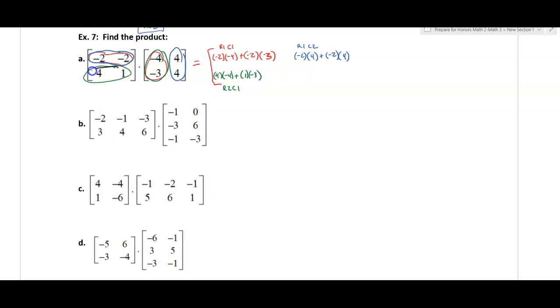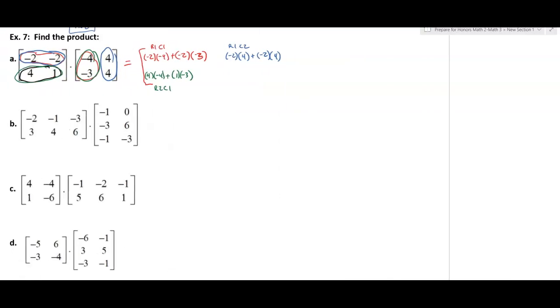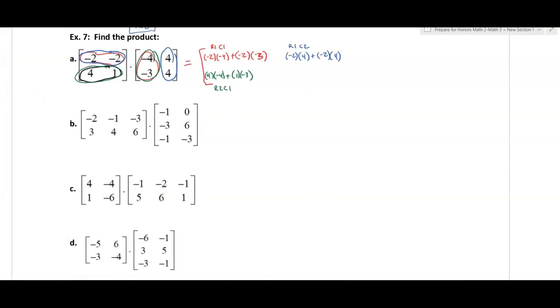Then the last one would be row 2, column 2. So row 2 times column 2, so 4 times 4 plus 1 times 4.